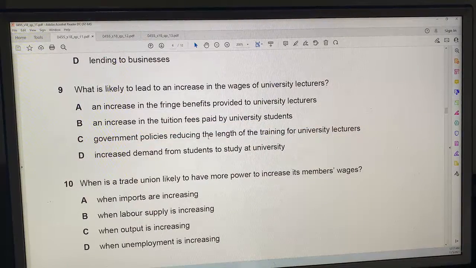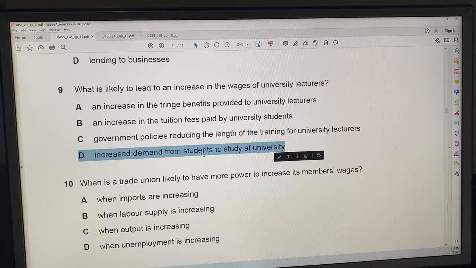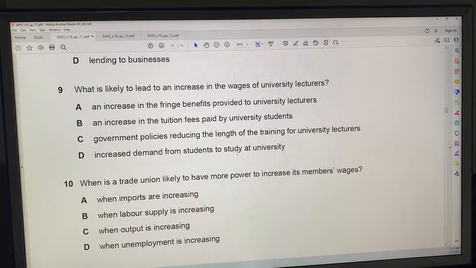Government policies reducing the length of the training for university lecturers. No, that will not lead to an increase in the wage, because reducing the training for university lecturers will make the supply more elastic and probably increase the supply. So wages would probably fall in C. D says increased demand from students to study at university. This looks better than B. So the answer is D.